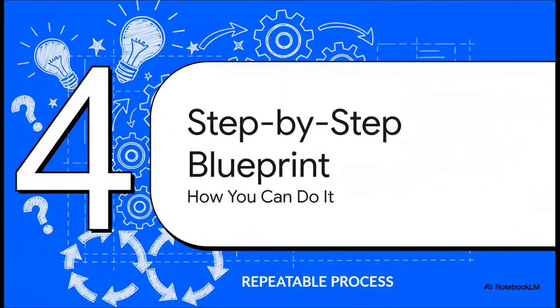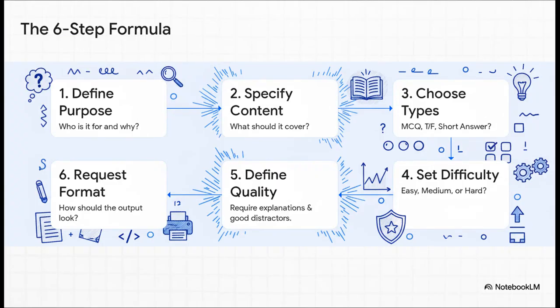Okay, so you've seen how powerful good prompting can be. Now let's break it all down into a simple, repeatable blueprint that you can start using literally today to get these same incredible results. All right, here it is, your 6-step formula for success. Step 1, define your purpose and audience. Who is this for? What do you want them to learn?